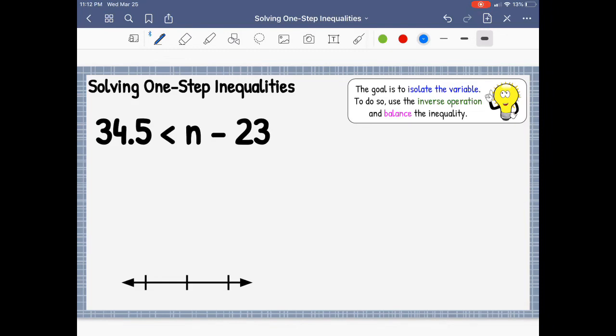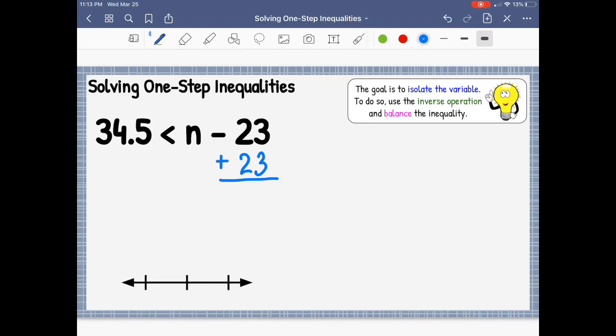34 and 5/10 is less than n minus 23. Now, even though the variable is on the right side of the inequality, does that change our steps? No, we still need to isolate the variable using inverse operations. So which operation is happening to the variable? 23 is being subtracted, so the inverse operation of subtraction is addition. So we need to add 23 to the right side and to the left side.